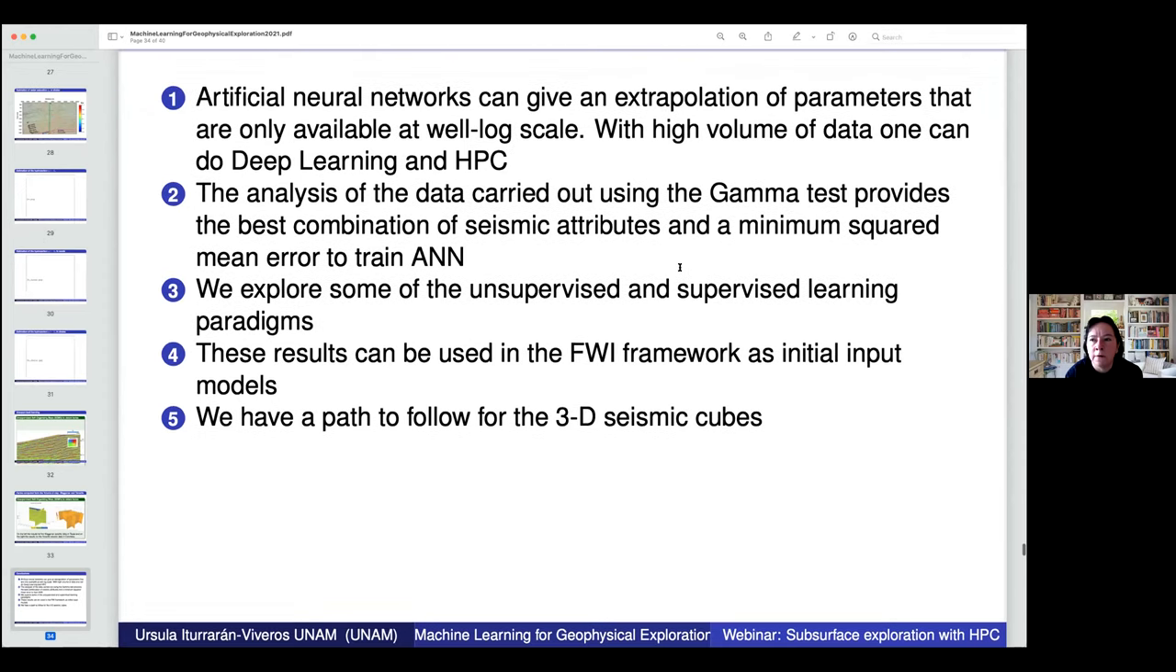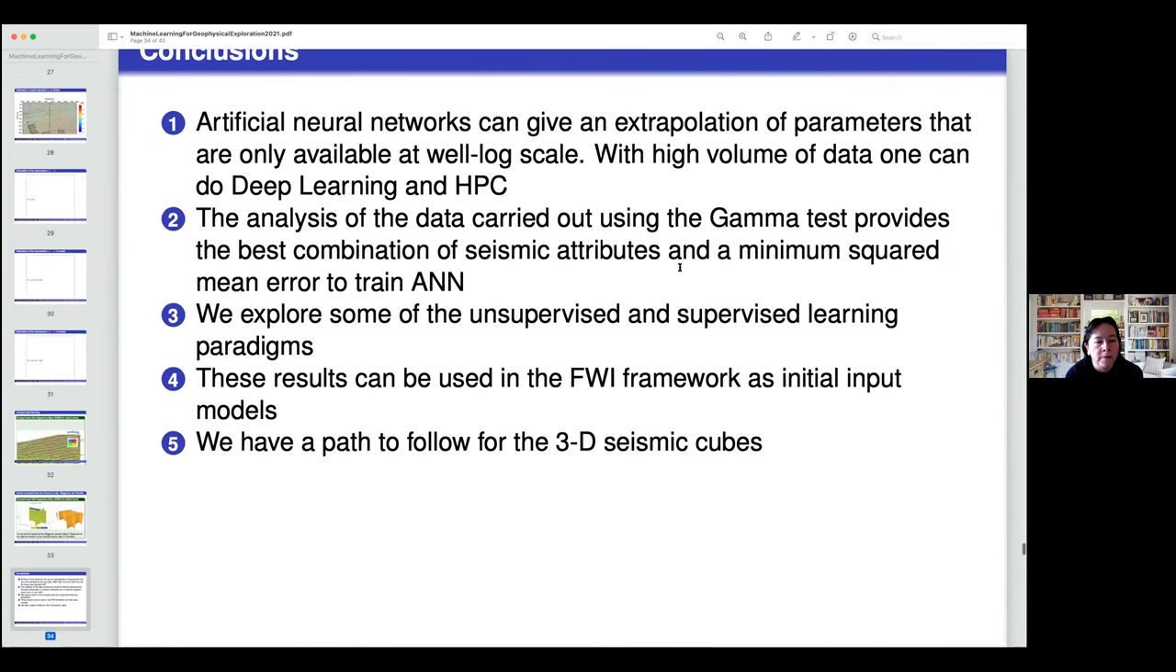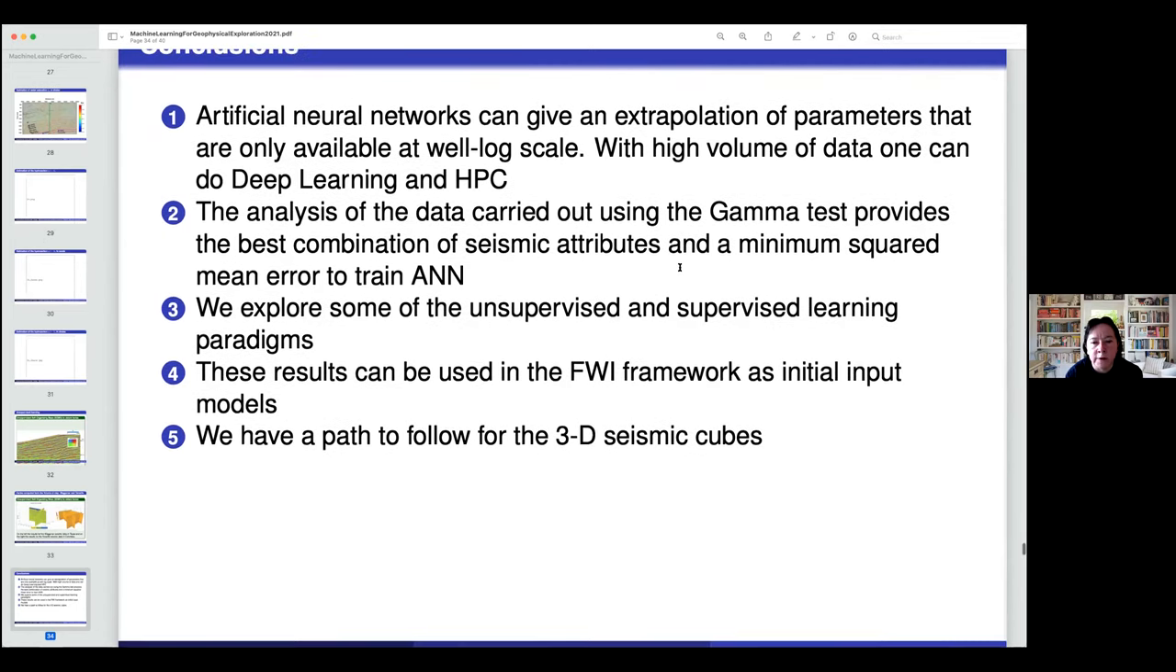It is important to say that these results can be used for full waveform inversion as input parameters for the initial models. And we have the path for the 3D seismic cubes.